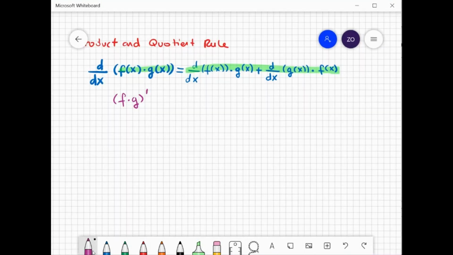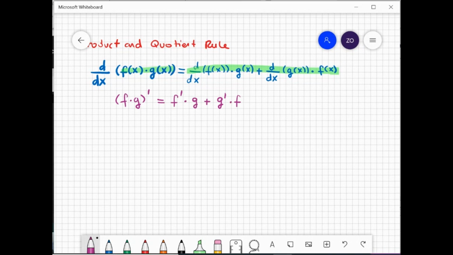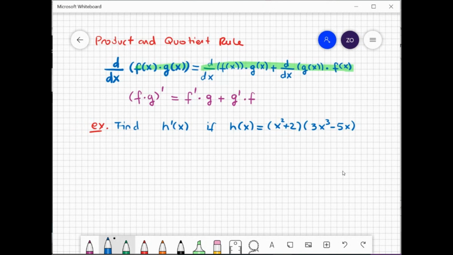So if you have a product of two functions, finding their derivative means derivative of f times g plus derivative of g times f. Okay, so the derivative of the first function times the second function plus the derivative of the second function times the first function. Let's write an example. Okay, so we will make use of this rule. Okay, how do we do that?